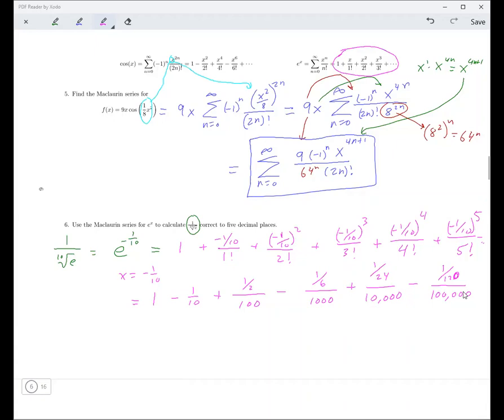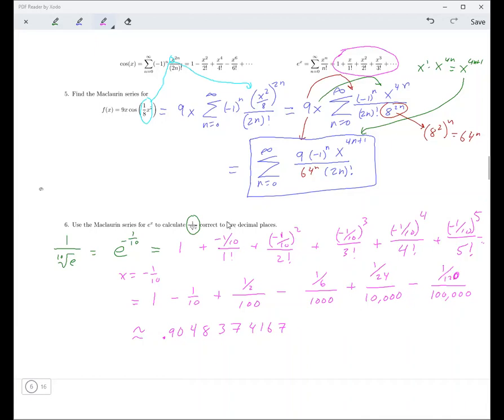Okay, so if you put all those terms in the calculator, you get approximately 0.904,837,4167, approximately. And if you were to do another term, this would be 1,000,000 down here, and this would be really small too. So you'd have 1,000,000 in the denominator, and this would be really small.